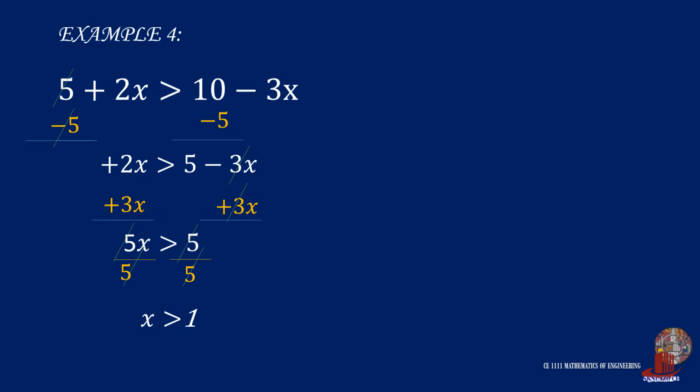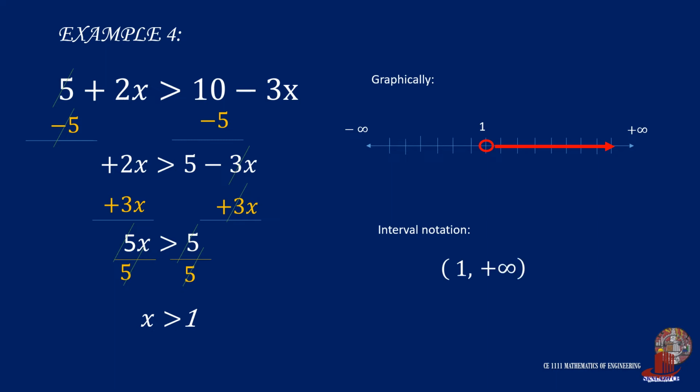The division we made is with a positive number, so there isn't any need to flip the inequality sign. Now graphically, we can show our solutions as an open interval on positive 1, and the arrow points to positive infinity. The interval notation will then be an open parenthesis and positive 1 with positive infinity followed by a closed parenthesis.